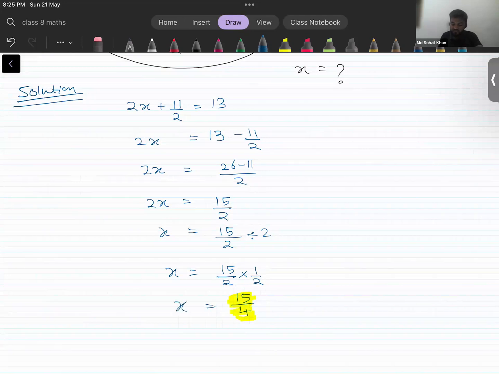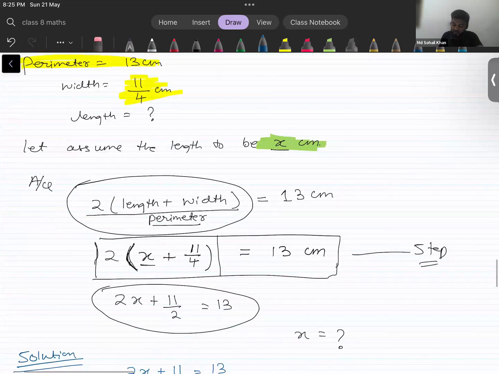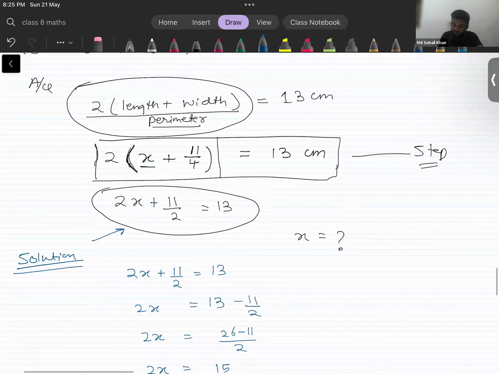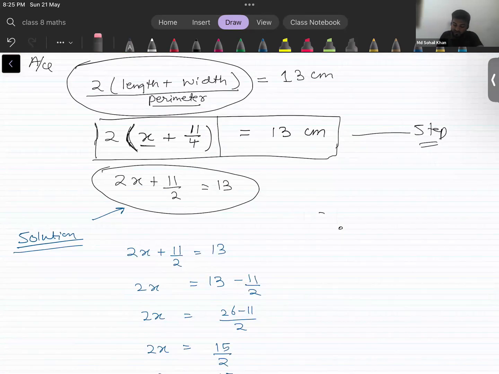In case you have confusion, then you can actually check whether your answer is correct or not by putting this value in the equation here. In this equation, we can do that as well. So let's verify our value.